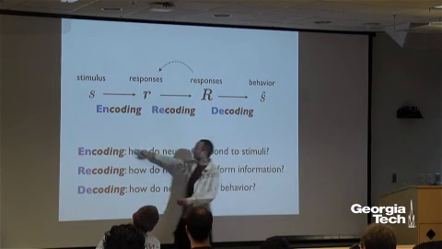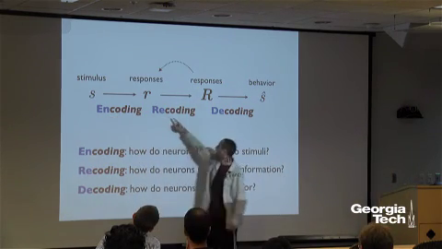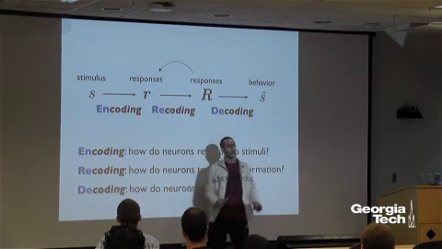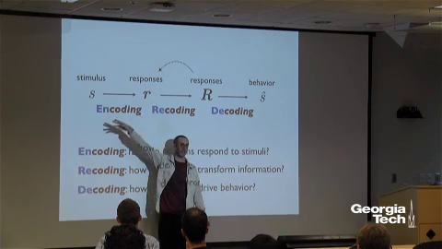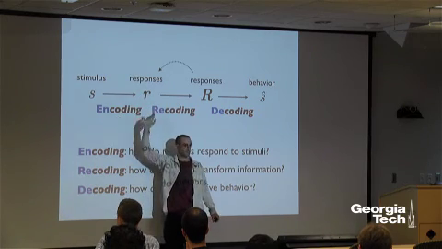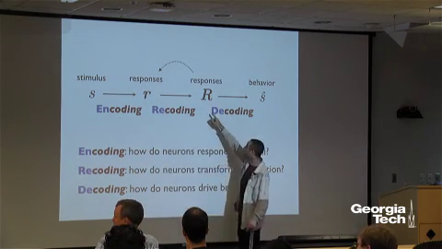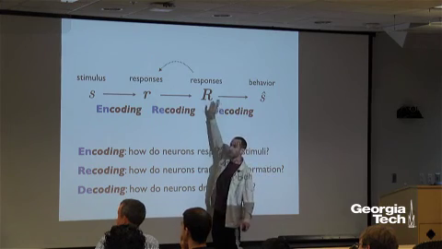Okay, we have encoding, recoding, and decoding. And they're overlapping. These are not exclusive. So encoding is when you're looking at a neuron and you're relating it to the sensory stimulus, the external world. Decoding is when you're looking at a neuron, maybe these neurons.